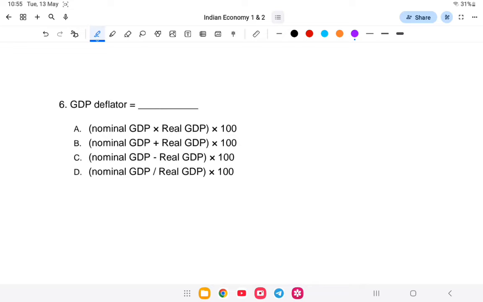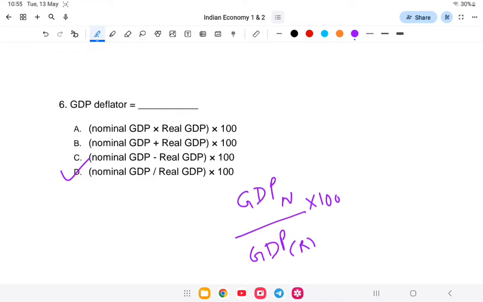The GDP deflator formula is nominal GDP divided by real GDP into 100. That is option number D, the correct answer. Let us go to the next question.